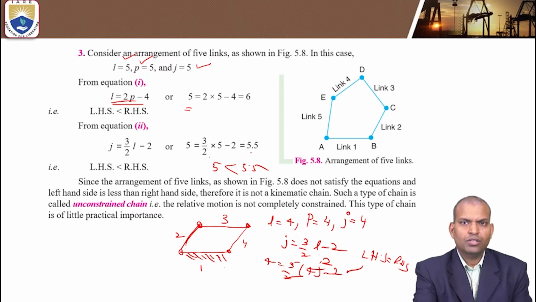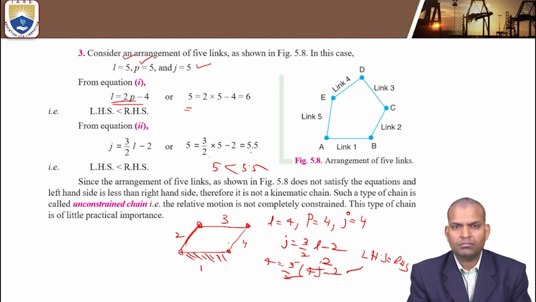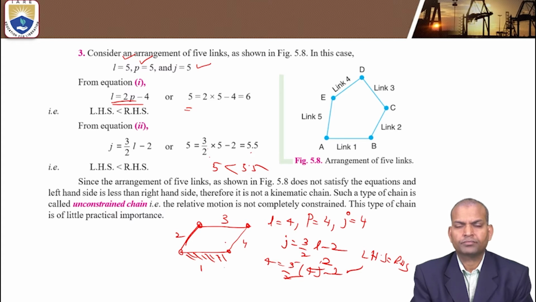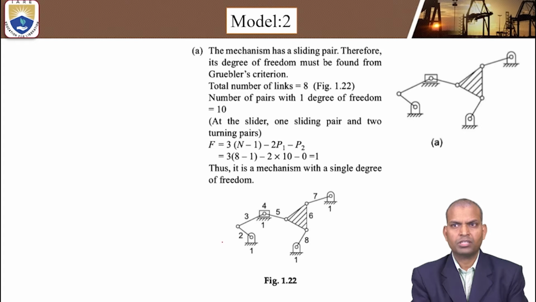Okay, 4-bar. So thus we can check whether the given mechanism is a kinematic chain or not based on these rules. Alright, that is model 1. A very, very important question in continuous internal evaluation examinations. Now coming to model 2.